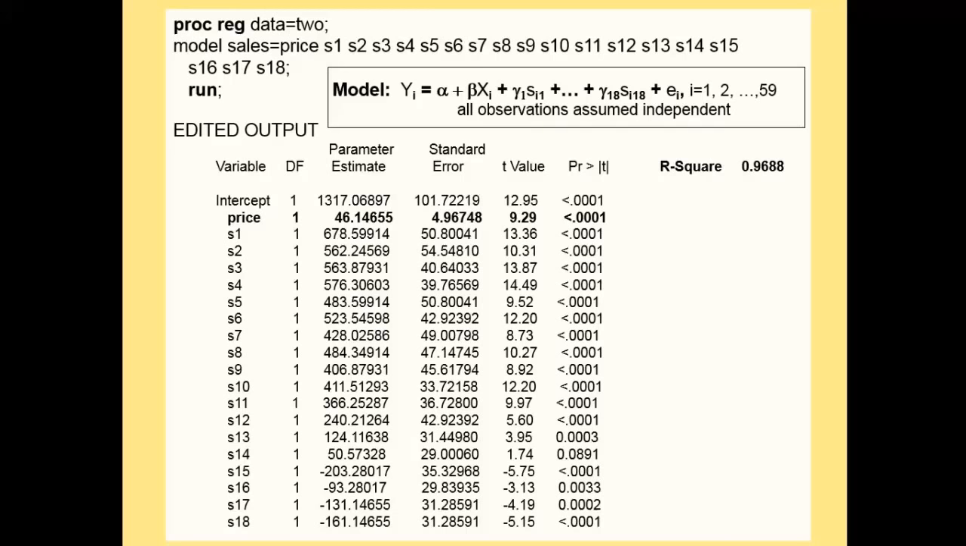Now, when I run this, notice the coefficient of the price variable. What is it? Positive. So that's a better way to do this.